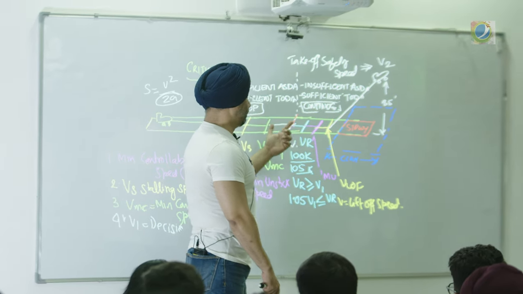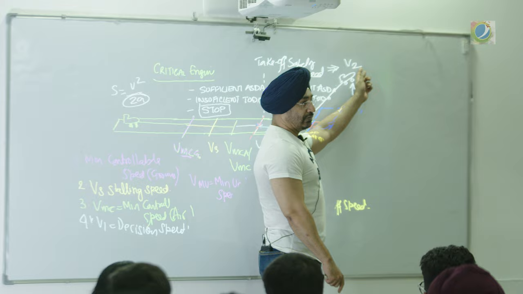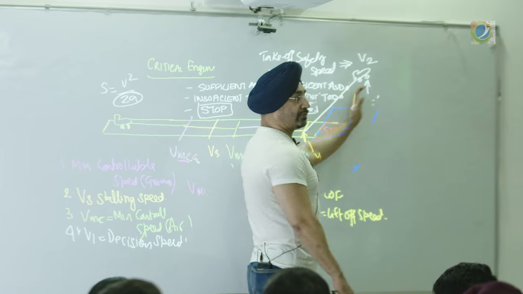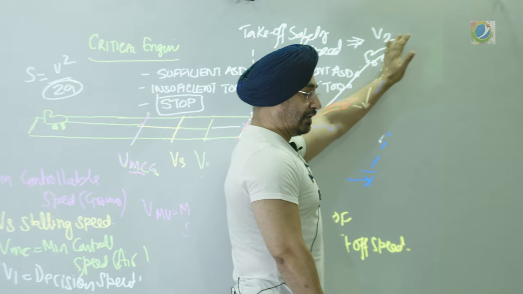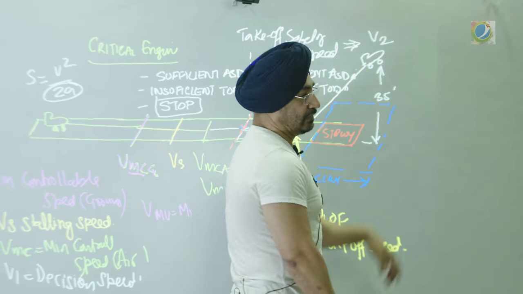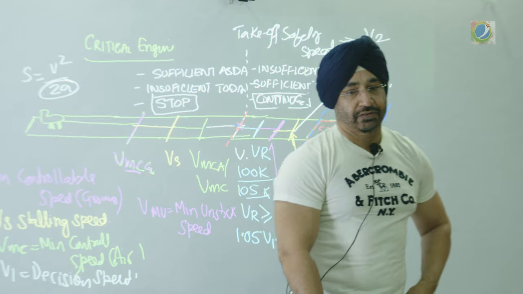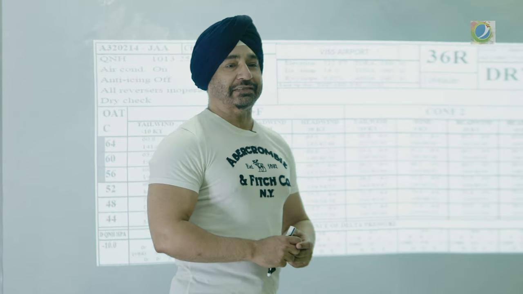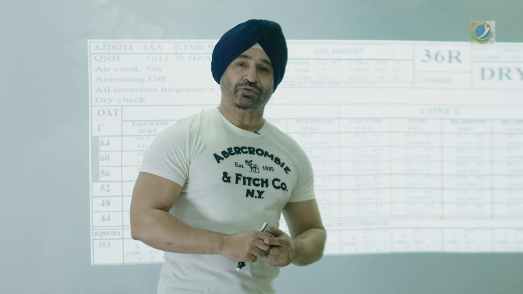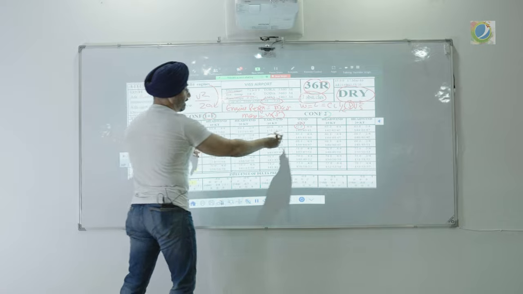Now obviously, takeoff safety speed V2 will be more than all these speeds if you go by logic. And this you should achieve by a height of 35 feet. Clear on this? So these are all your V speeds. This is as far as V speeds are concerned. In the next class, we will see takeoff path and takeoff segments.